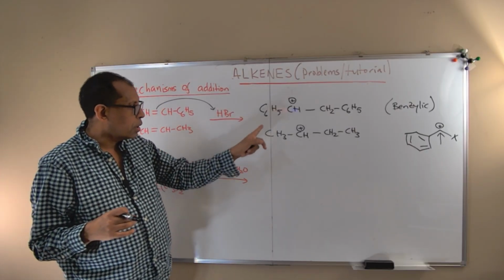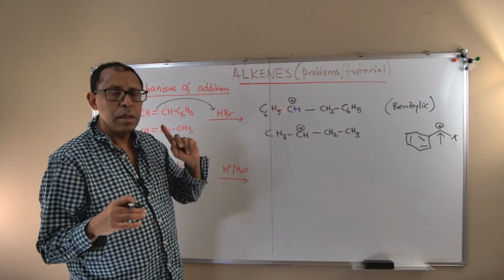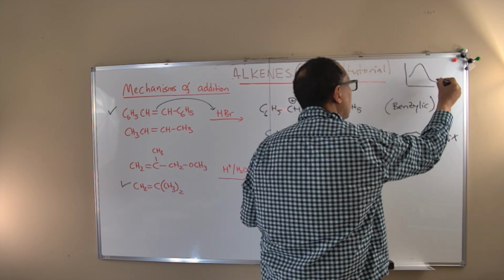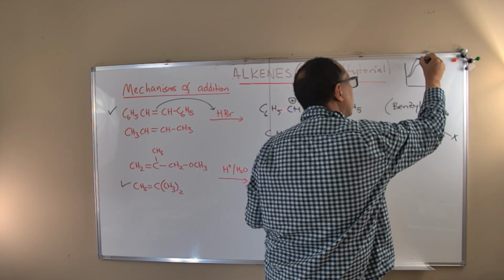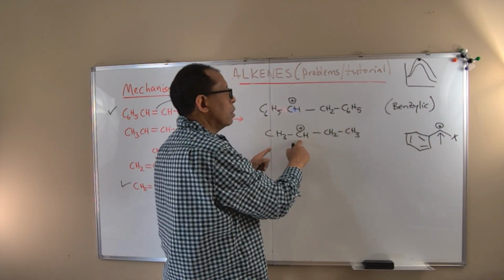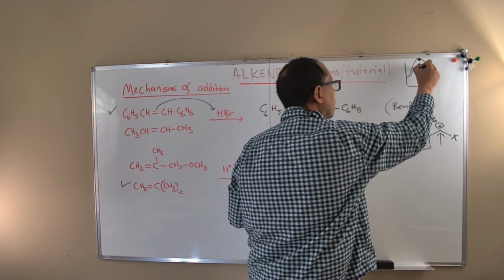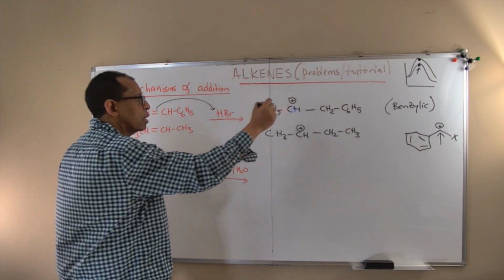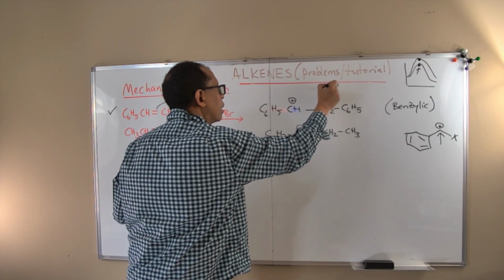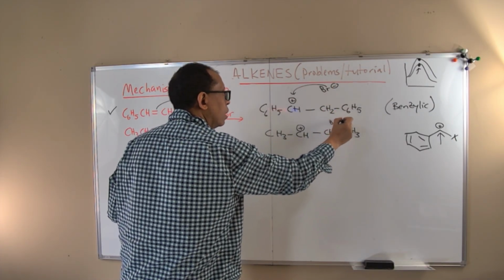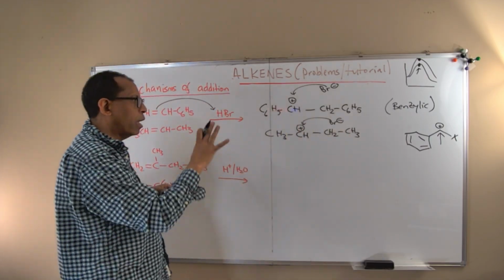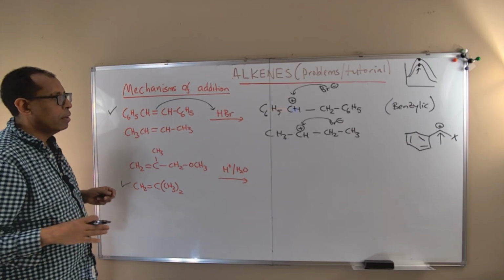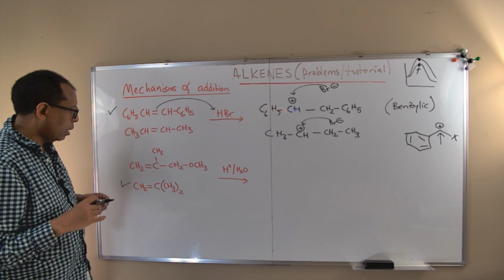So the reason why this goes fast is because it is going through a very low activation energy as compared to the methyl one. The methyl one goes through this carbocation, but the benzylic one goes through this. So this will give you a faster reaction. Then the Br minus comes and attacks this, and the Br minus comes and attacks this. Overall, the addition of HBr is much faster with the diphenyl substituted alkene.